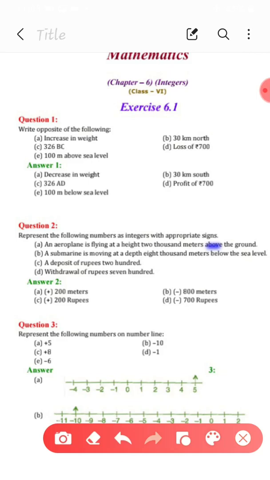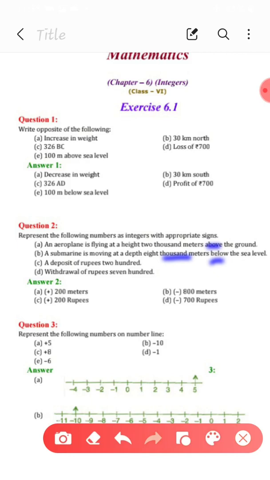A submarine is moving at a depth 800 meter. By mistake I wrote the question 1000 here, it should be 100. Okay, in your question, meaning in the book, your question is given 800 meter. So 800 meter below the sea level. We have seen the word below, so obviously it will be minus, therefore minus 800 meter.